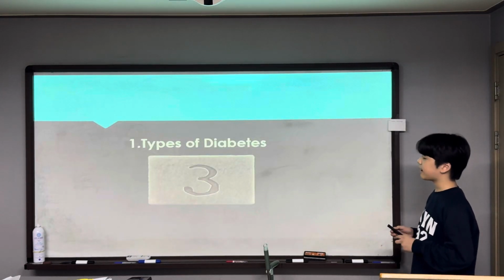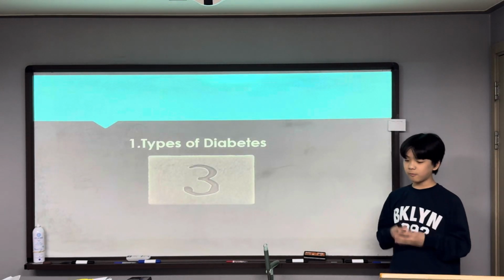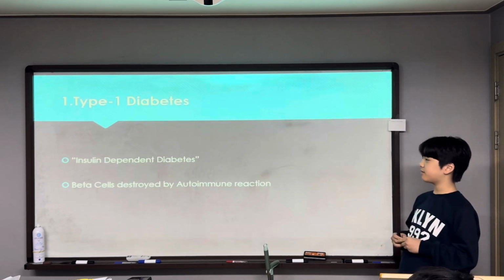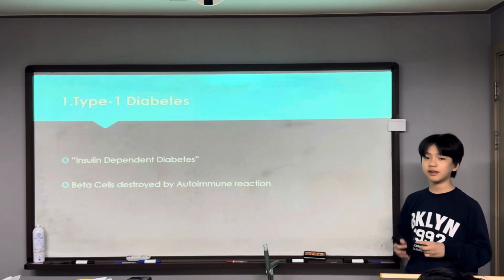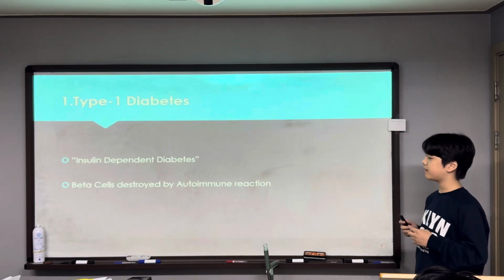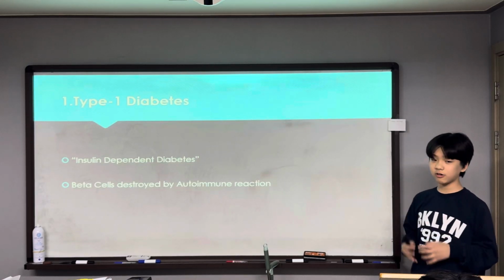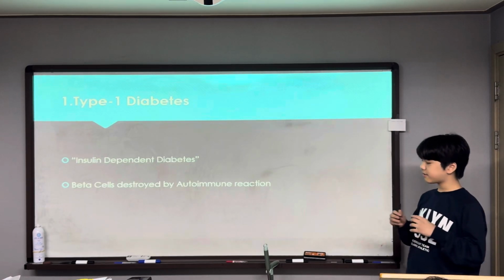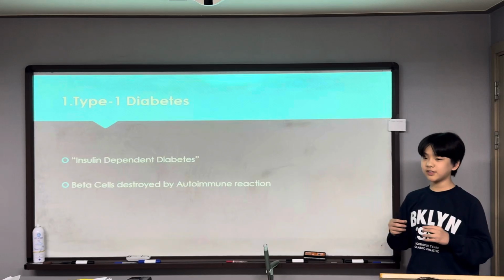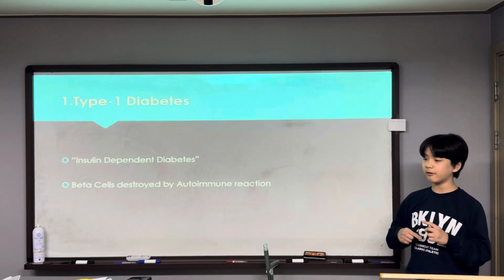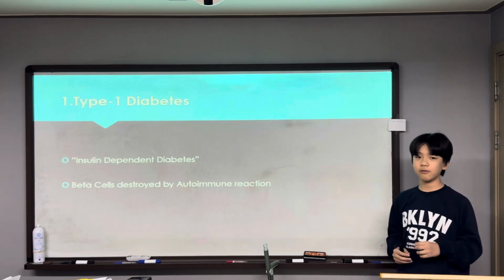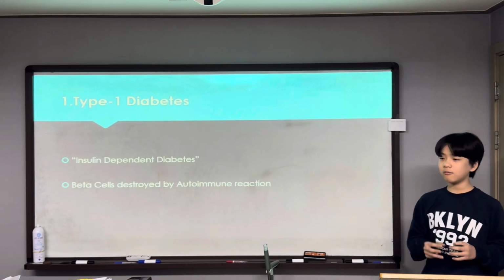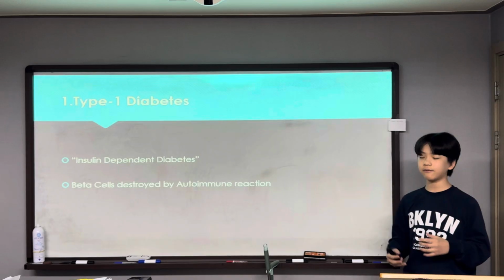First is types of diabetes. There are 3 types of them: type 1, type 2, and gestational diabetes. First is type 1 diabetes. It is also known as insulin-dependent diabetes, and it's caused by beta cells being destroyed by autoimmune reaction. And these beta cells produce a thing called insulin, which acts as a storage for glucose. And since the storage is gone from our body, the amount of glucose that should be kept in insulin will be released, increasing the amount of glucose in our body.